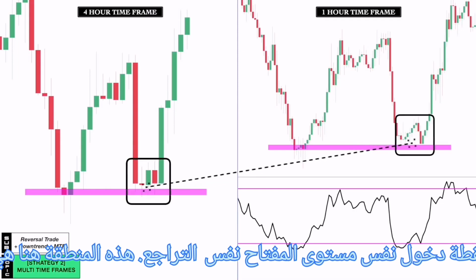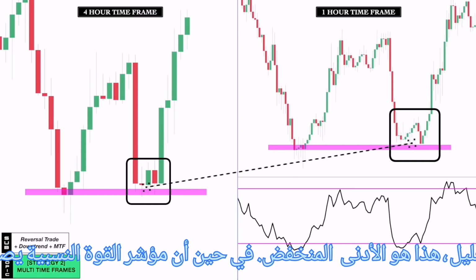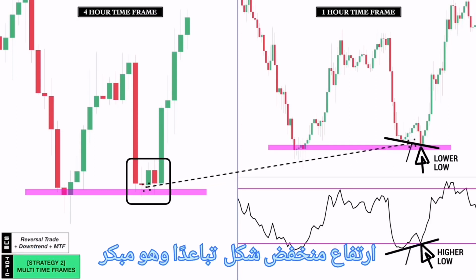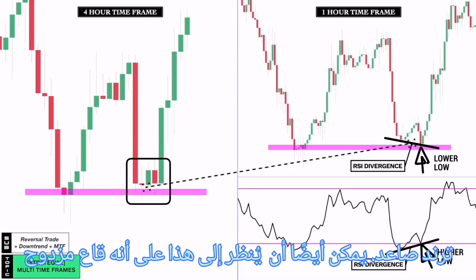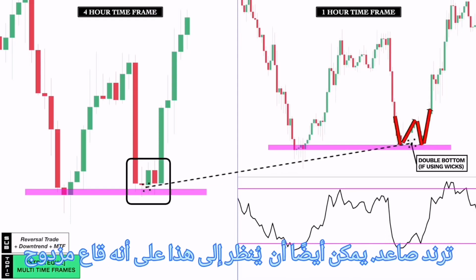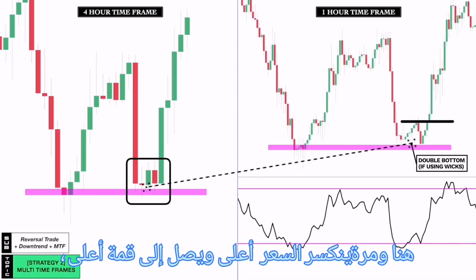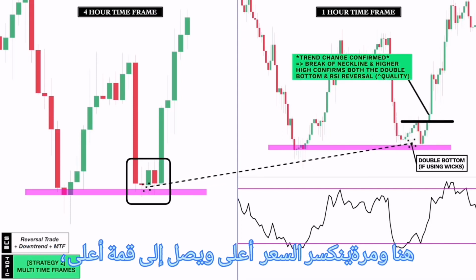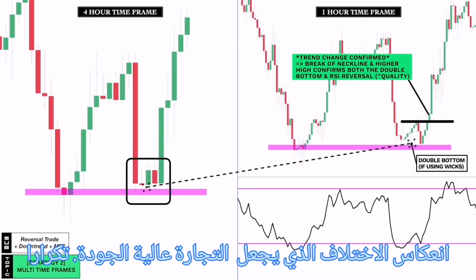This area here is this same area here. Now, if you use candle closes for your analysis, this is a lower low, whereas the RSI makes a higher low, which formed a divergence and is an early signal of a possible trend change from a downtrend to an uptrend. This can also be viewed as a double bottom, which is a reversal pattern. Neckline placed at the recent swing high here, and once price breaks above and makes a higher high, it confirms both the double bottom reversal and the divergence reversal, which makes this a higher quality trade.